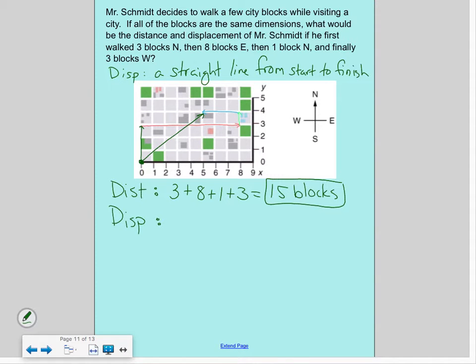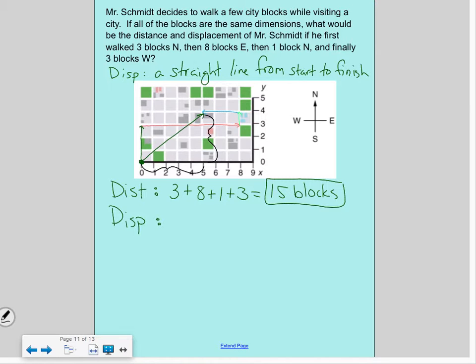Which means that I need to know what this is, and I need to know what that is. Right? Yes. So how far do I have to travel to there, to there? 5 blocks. 5.